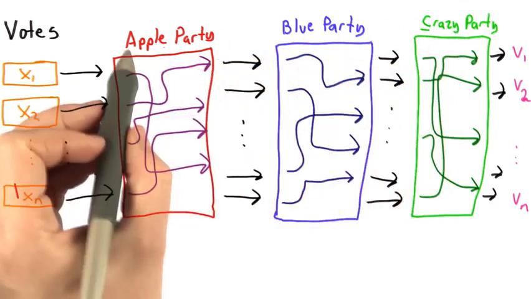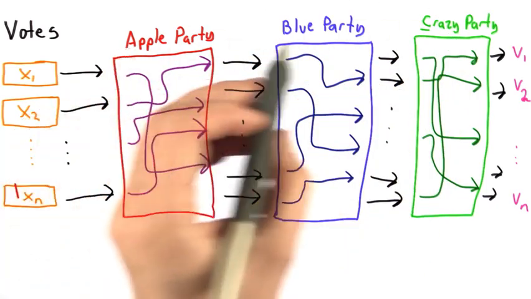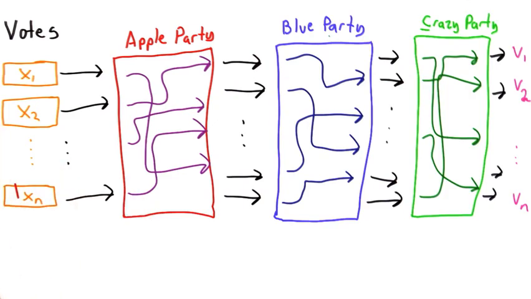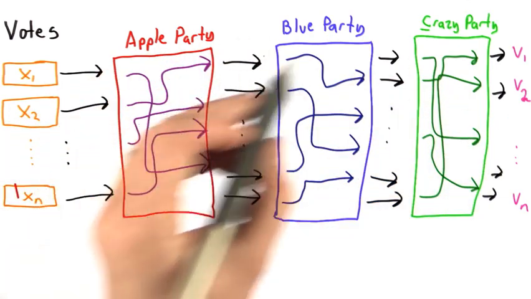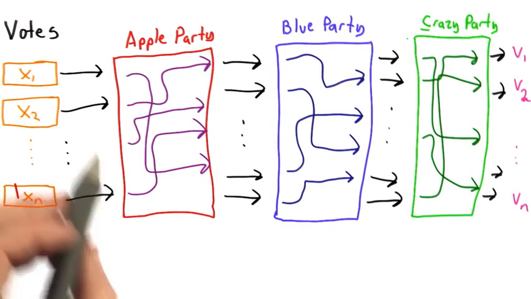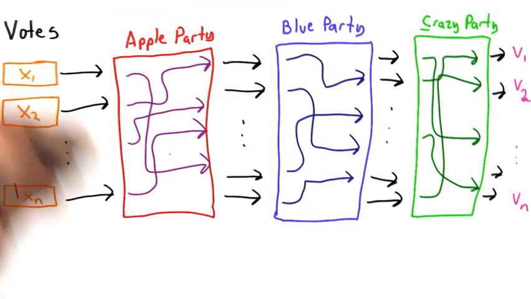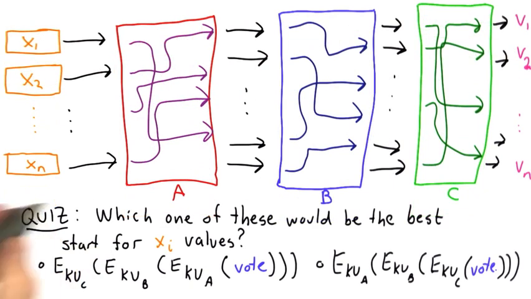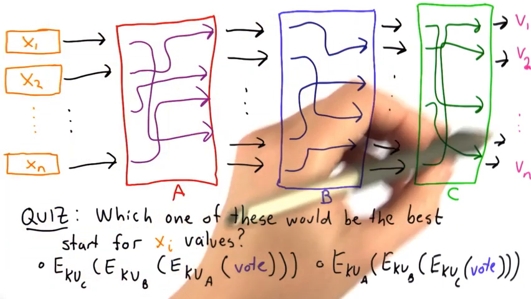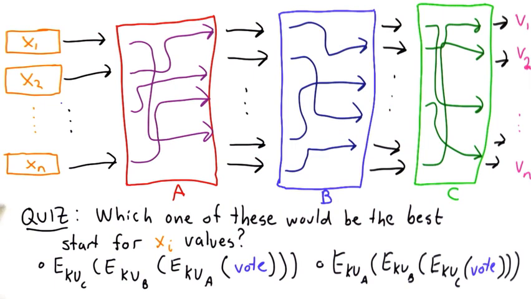And our security assumption is that the apple, the blue, and the crazy party all hate each other, that they wouldn't possibly collude, so they can be trusted not to collude with the other parties. But otherwise, they can't be trusted. They want to try to change the election, change the votes, do everything they can. So the question is, which one of these would be the best choice for the xi values? And neither of these is a correct choice. Neither of these will work securely. We're going to have to do some other things. But which one of these is the best starting choice?